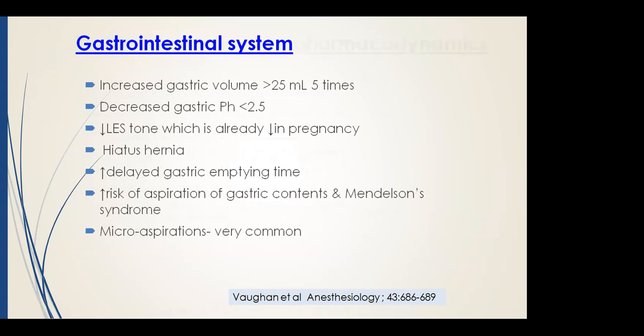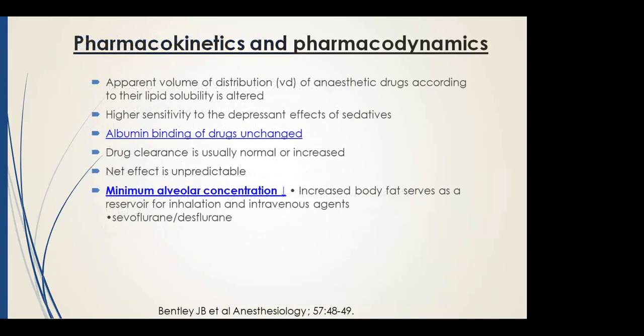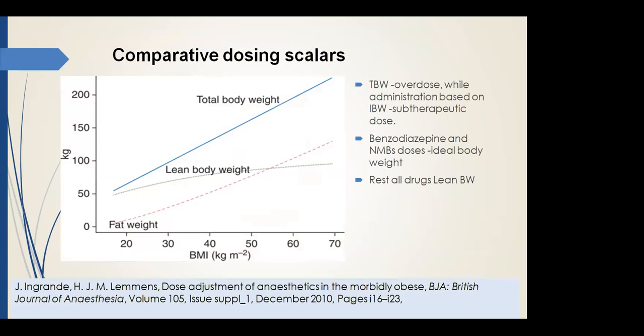Pharmacodynamics and pharmacokinetics are altered due to changes in volume of distribution and lipid solubility. There is higher sensitivity to depressant effects of sedatives. MAC is decreased. As the net effect is unpredictable, use of a dosing scalar is recommended, wherein drugs are administered based on ideal body weight. Of the drugs, only benzodiazepines and neuromuscular blockers can be used on ideal body weight, while the rest of the drugs can be used on lean body weight.